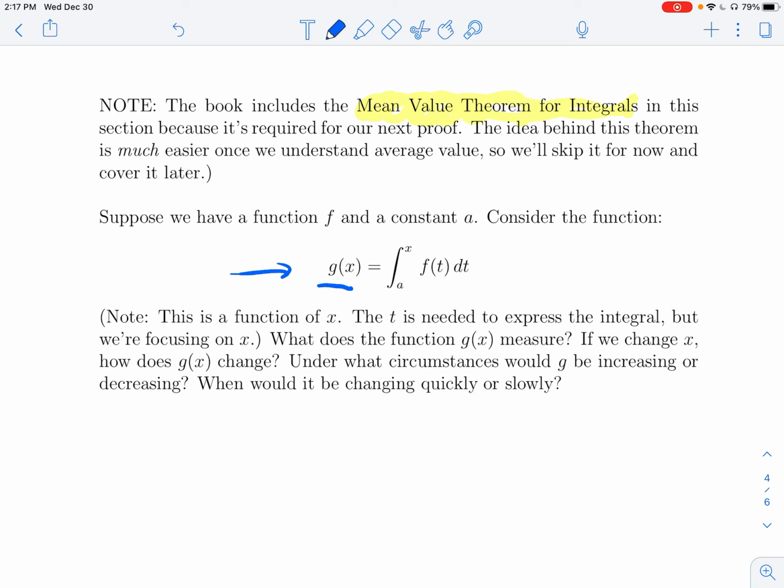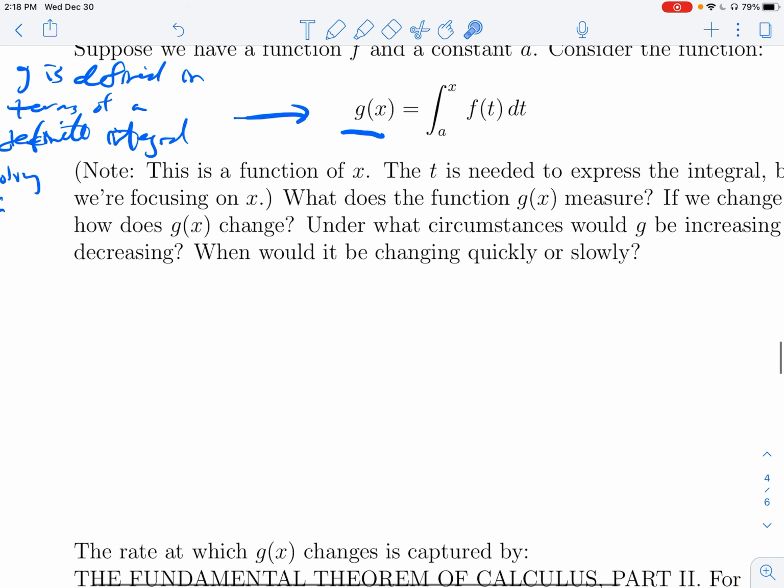So g is defined in terms of a definite integral involving the function f. So the idea is we're starting with some function f and a constant called a. And I'm going to define this function g. So let me give you some sense of what this might look like.